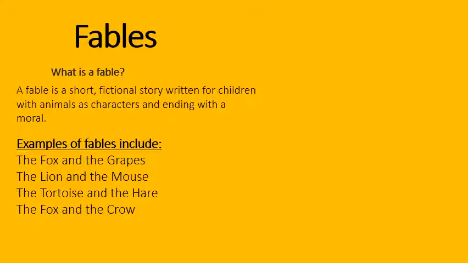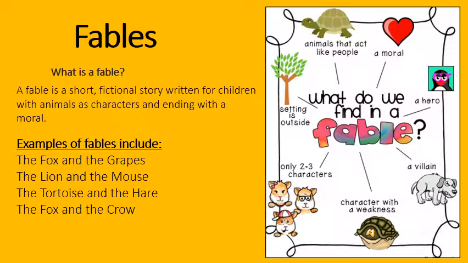Next we are going to look at fables. So what is a fable? A fable is a short fictional story written for children with animals as characters and ending with a moral. Examples of fables include The Fox and the Grapes, The Lion and the Mouse, The Tortoise and the Hare, The Fox and the Crow. We may not know these exact fables, but we all know at least one fable from our childhood.